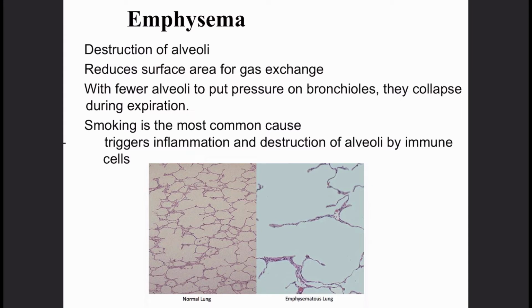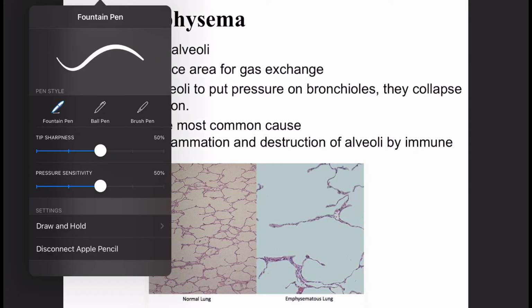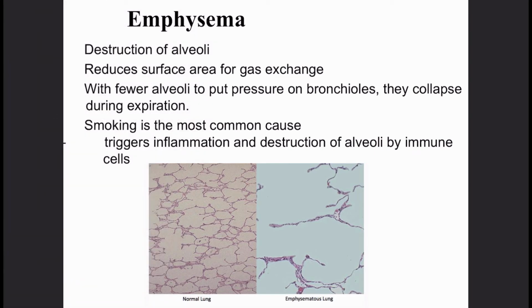Emphysema is irreversible, and it is just the destruction of simple squamous epithelium, the epithelium of the alveoli. So if you take away the alveoli, you are reducing the surface area at which gas exchange occurs. If there's fewer alveoli, there's just going to be less gas exchange occurring. Smoking is the most common cause of emphysema. And again, as I said, this is irreversible.